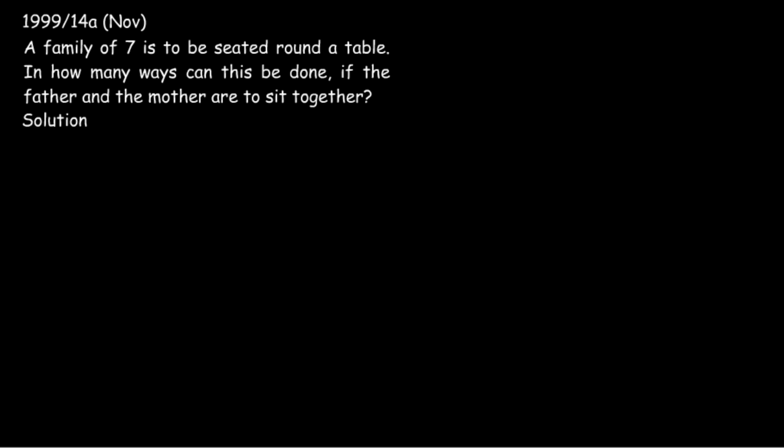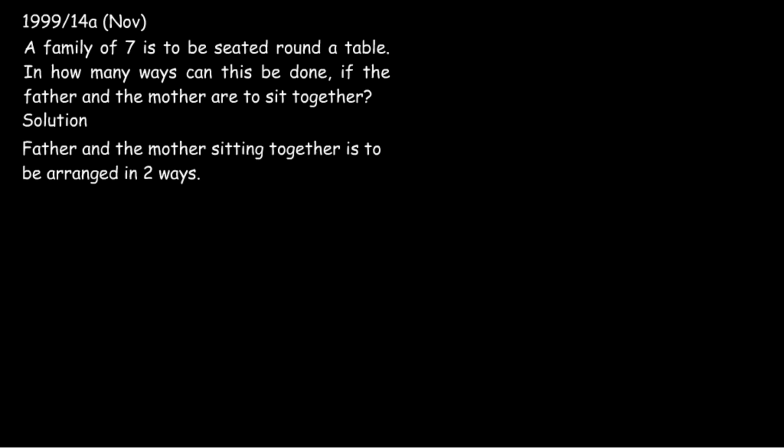We have another question from November 1999, and it states that a family of 7 is to be seated around the table. In how many ways can this be done if the father and the mother are to sit together? For our solution, the father and mother sitting together gives us a restriction. But since they are sitting together, there are only 2 possible arrangements between them. That is, the father can be on the right and the mother on the left, or the mother on the right and the father on the left.